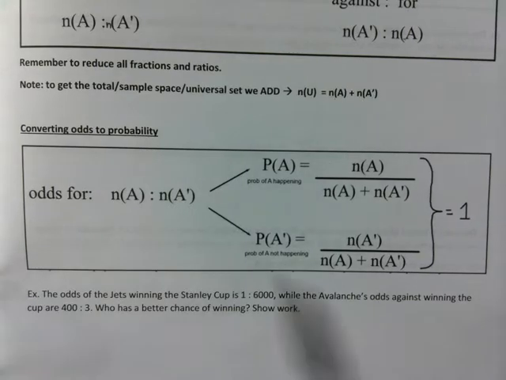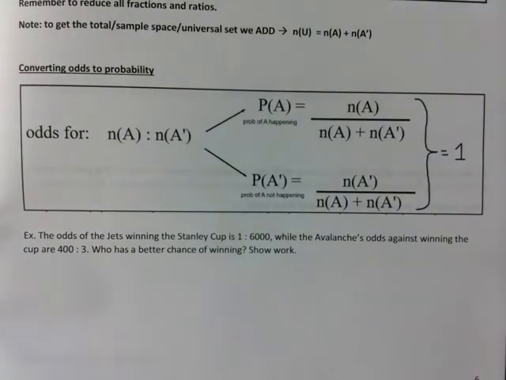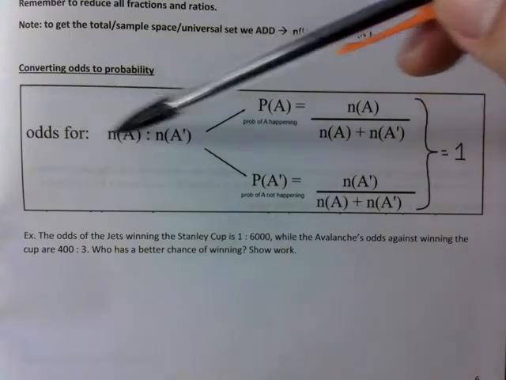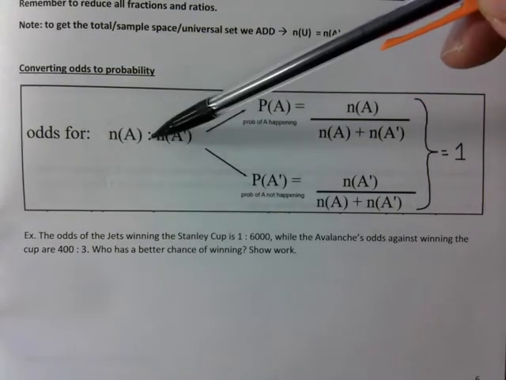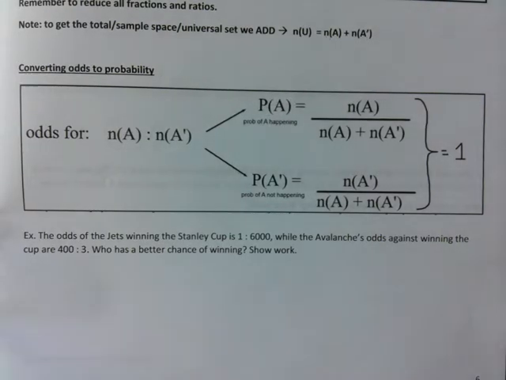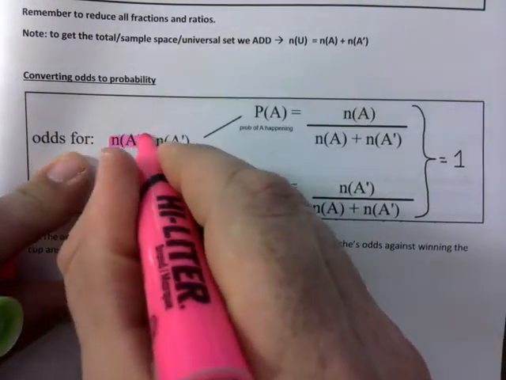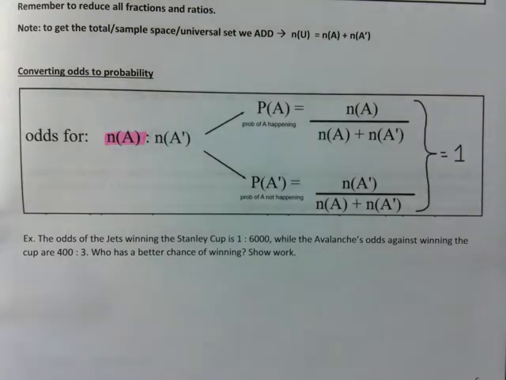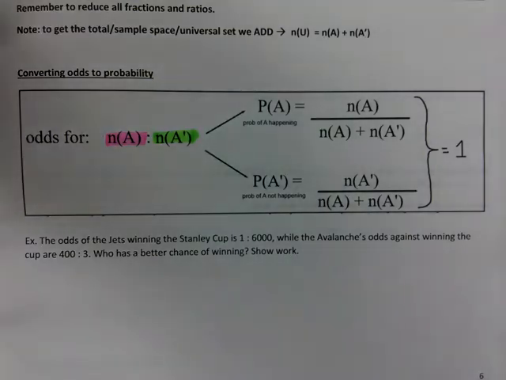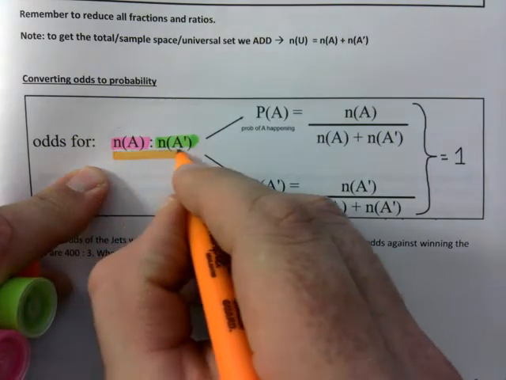So notice, converting odds to probability. Watch this. This is a study sheet entry probably. Odds for, if it's saying odds for, then this is in favor and this is against. If you're supposed to write the probability of A happening, how about we use different highlighters here? We will make this pink and we will make this green. And the total, I'm going to use orange. The total, I'm going to go like this. Okay.